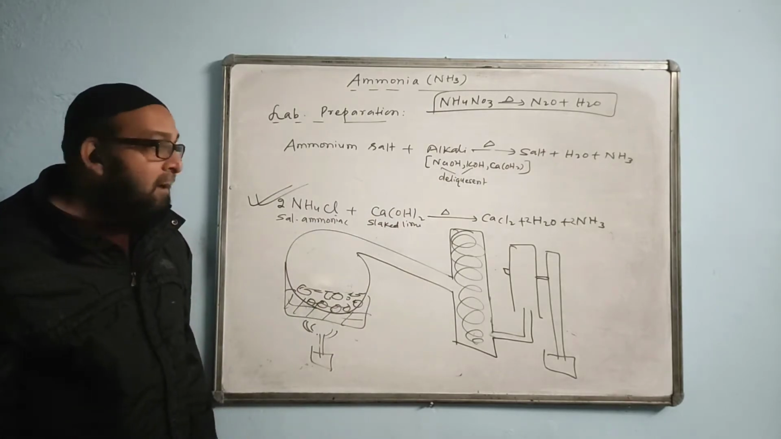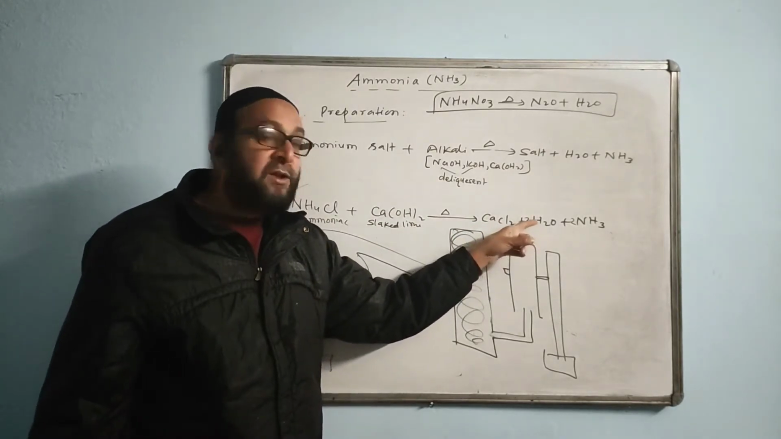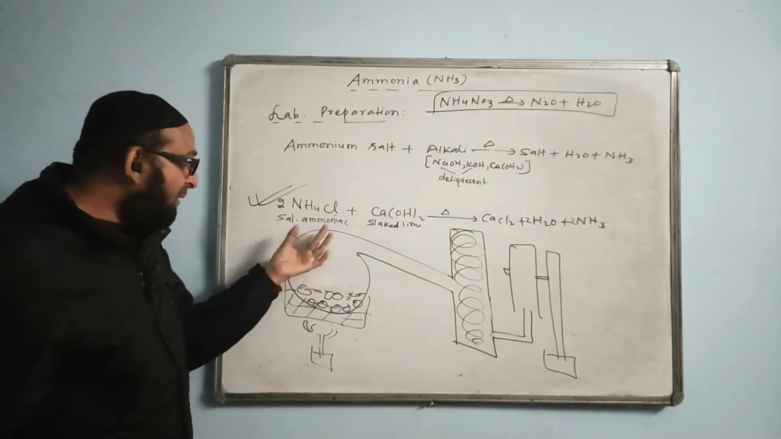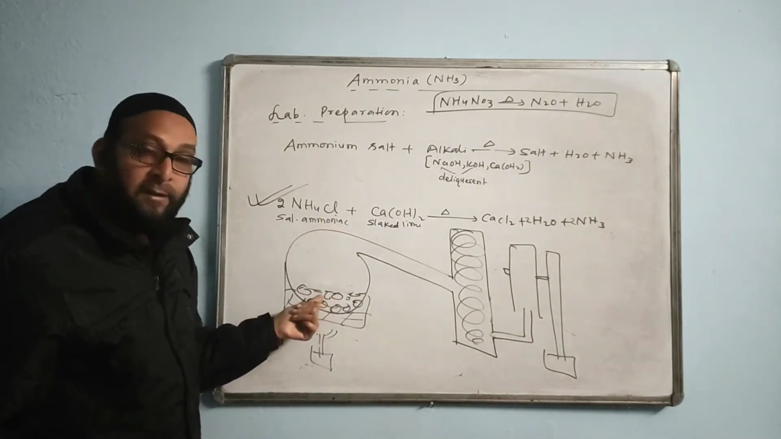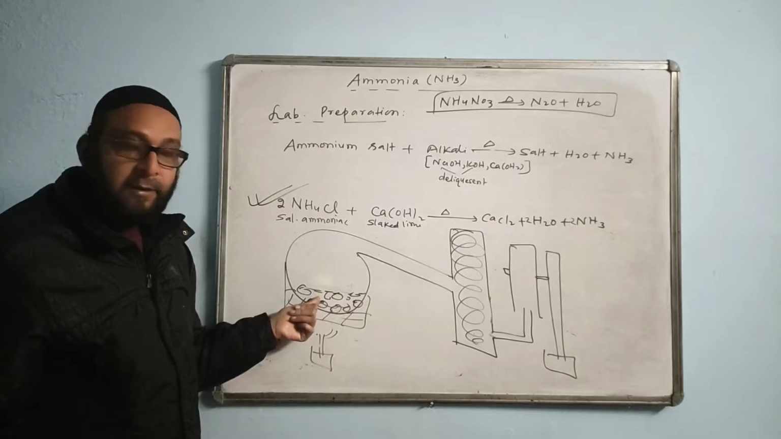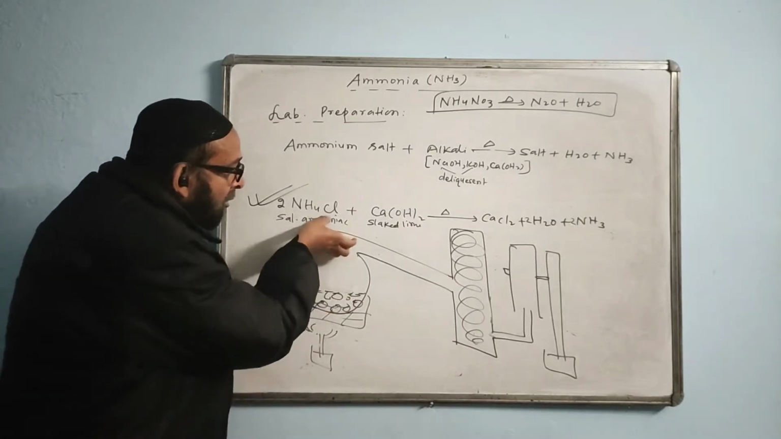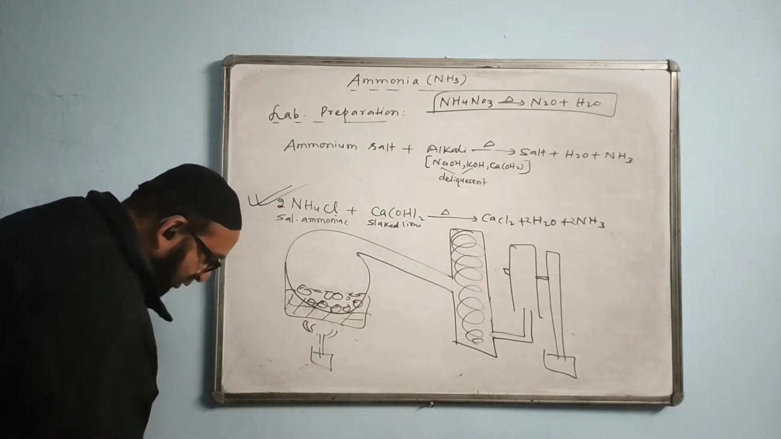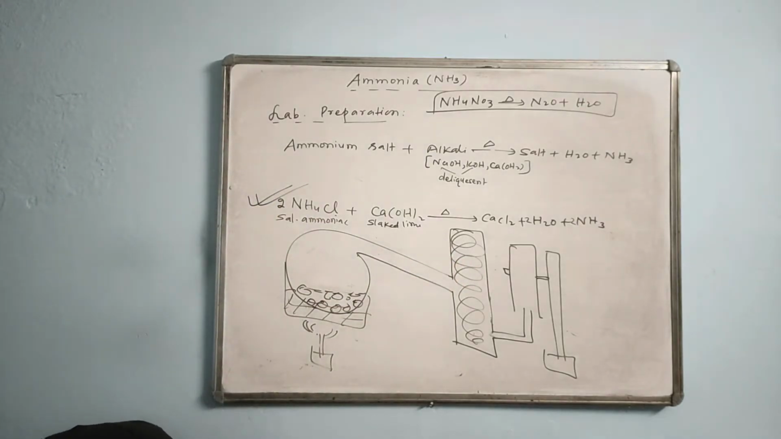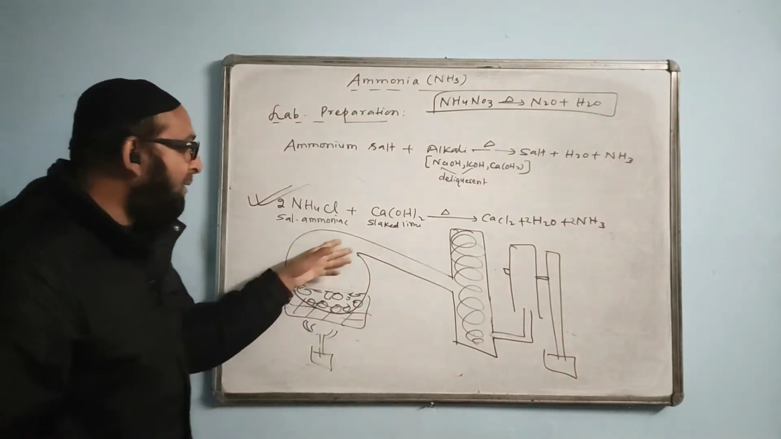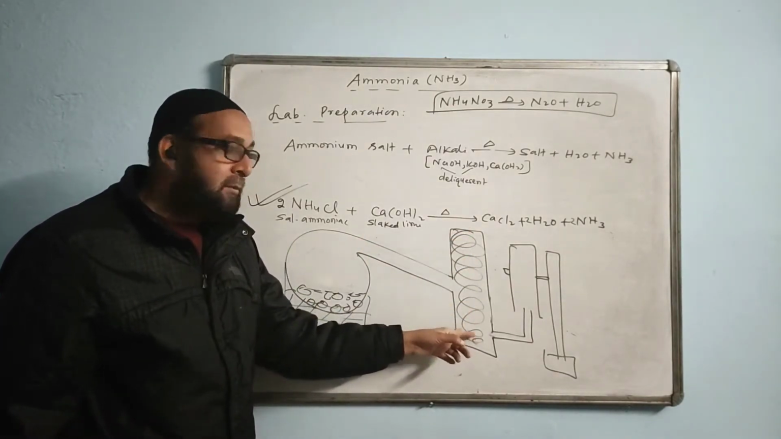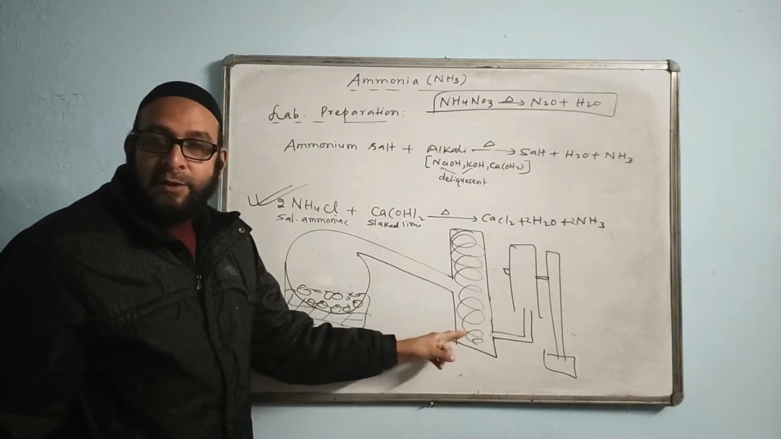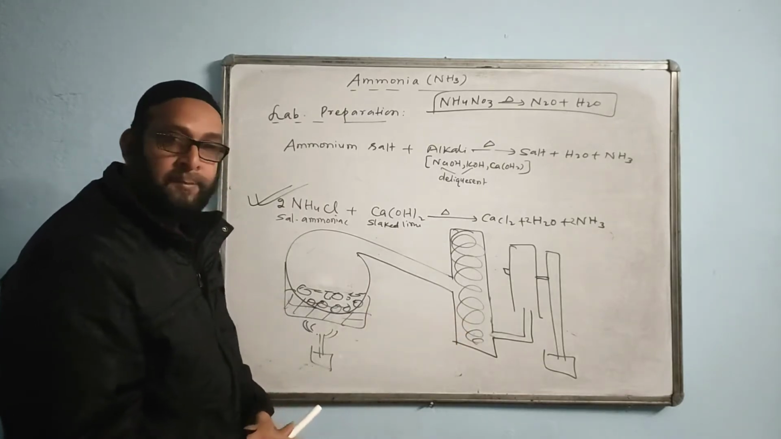The reason is that the water vapor formed in this reaction, after condensation, should not trickle back to the hot flask and crack it. Whatever vapors are formed will all slide down through the tube to the neck of the flask. This is the drying agent used.